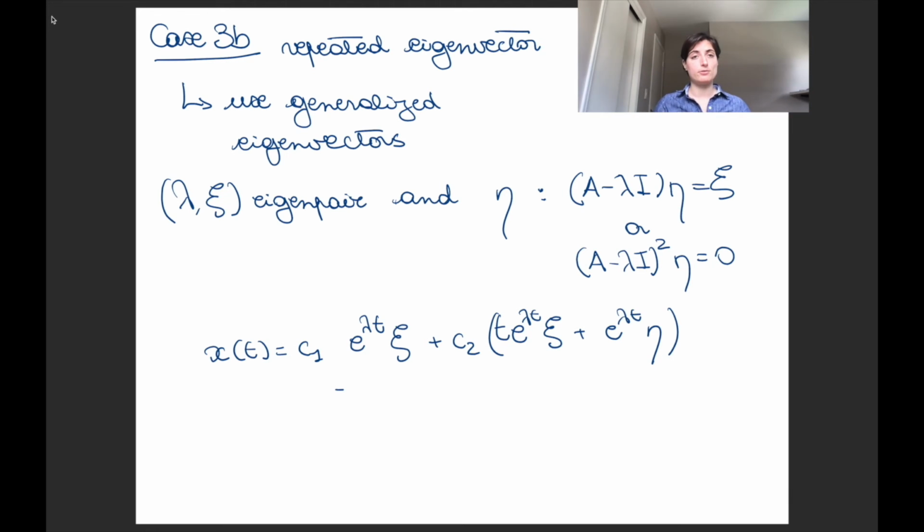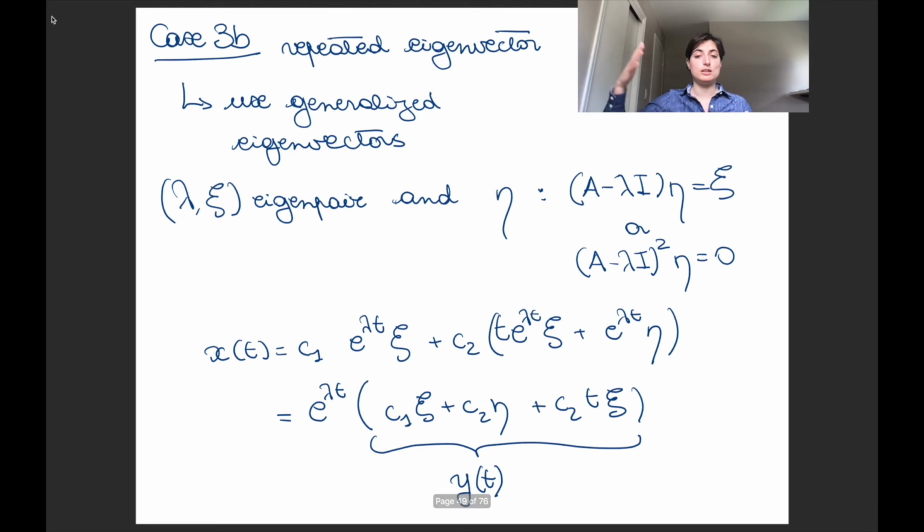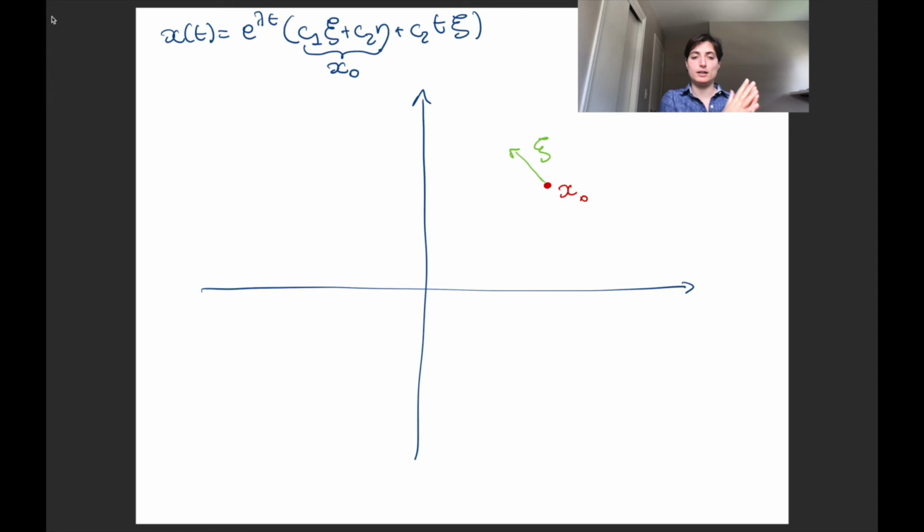And if we are in the situation of a repeated eigenvalue with only one eigenvector, then our solution is of the form C1 e lambda t xi plus C2 times t e lambda t xi plus e lambda t eta. So we can take e lambda t out of the parentheses, and then we have e lambda t multiplied by C1 xi plus C2 eta plus C2 t xi. Notice how we have a rescaling, e lambda t, and then something that still depends on time. And C1 xi plus C2 eta is determined, so C1 and C2 in this context are determined by x0.